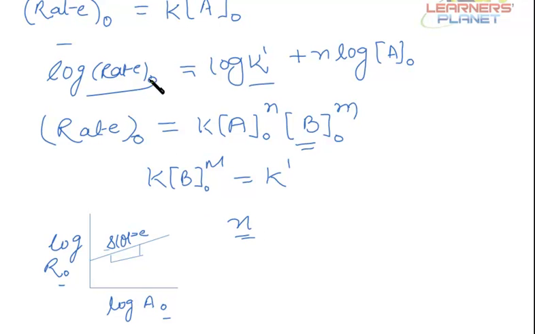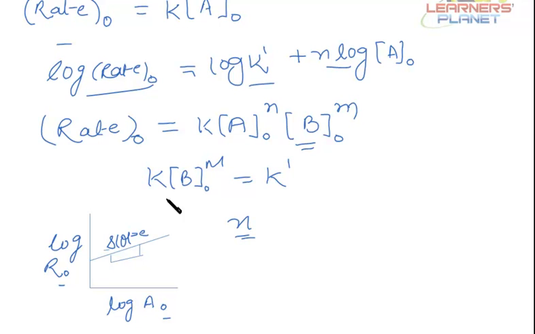Now you can see the equation is in the form of y is equal to mx plus c. C is the intercept. That is a straight line equation. Now in this case, what will the slope be equal to? Slope will be equal to n, the order of the reaction.